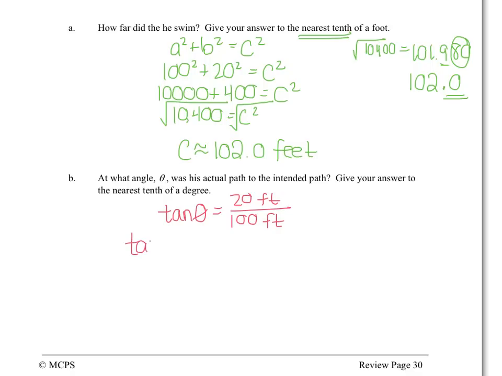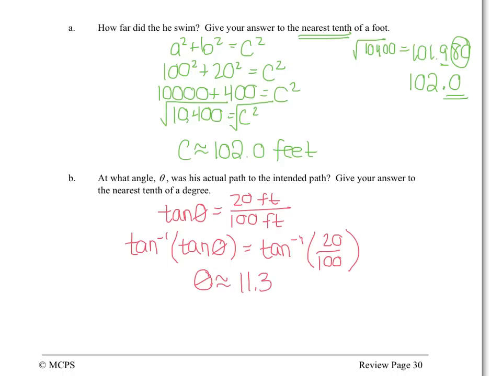Well, remember, to get theta by itself, we have to take the inverse. So the inverse tangent of tangent theta is going to be theta. And what I do on one side, I have to do on the other. So I'm going to take the inverse tangent of 20 over 100. Well, the inverse tangent of tangent theta is theta, and the inverse tangent of 20 over 100 is approximately 11.3 degrees.